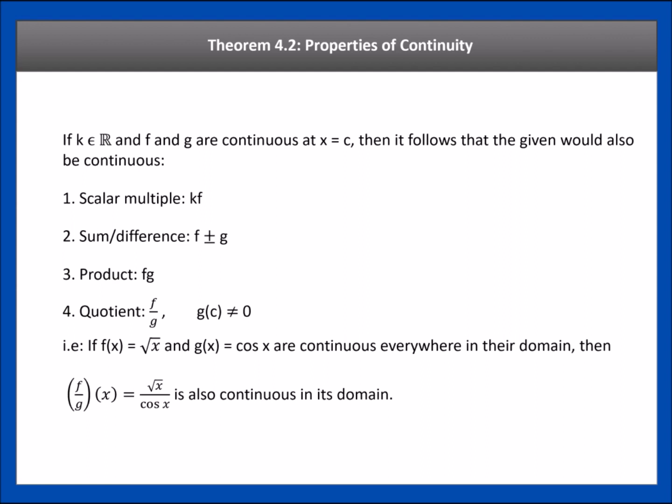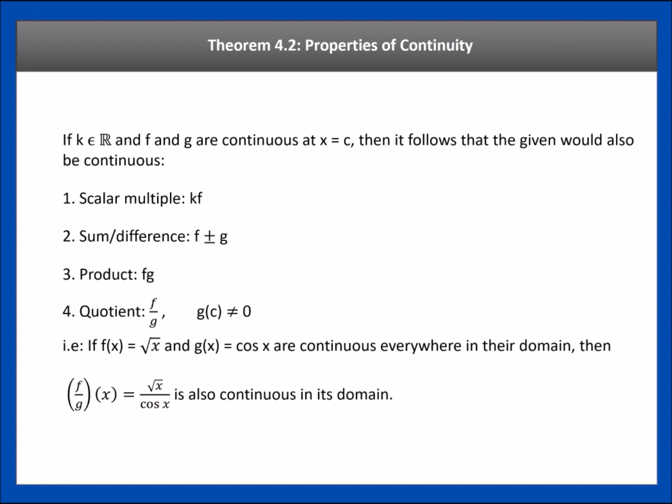So for example, if we know square root of x and cosine x are continuous everywhere, including at x equals 0 or whatever number, let's say x equals c, then the quotient must also be continuous in its domain at x equals c, which includes x equals c. That's what I was trying to say. So that domain would also include x equals c, and it's continuous there.